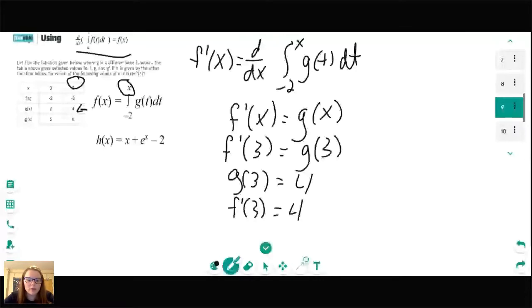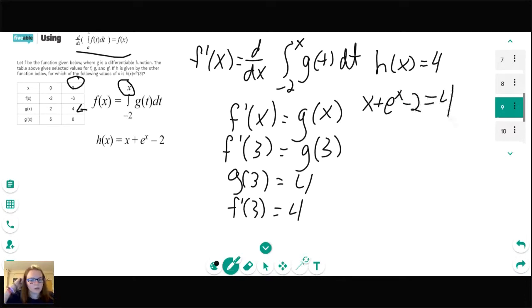We've got f prime of 3, and we're supposed to be finding when is f prime of 3 equal to h of x. So if we know f prime of 3 is 4, then we're looking for what? Okay, good. Yeah, we're looking for when is h of x going to be equal to 4. But h of x is given to us as x plus e to the x minus 2 equals 4. Okay, now again, this is another calculator question. Sorry, I didn't state that earlier, but once you get to here, this would be a kind of an ugly one to have to do out without a calculator.